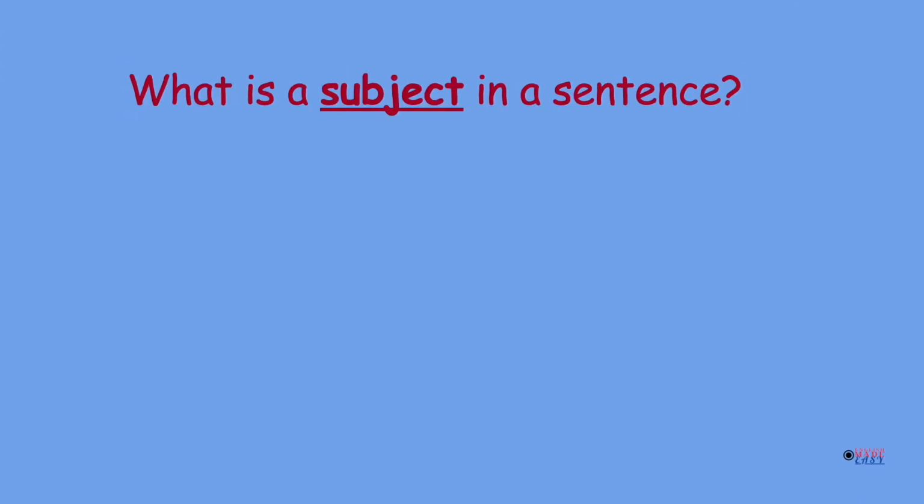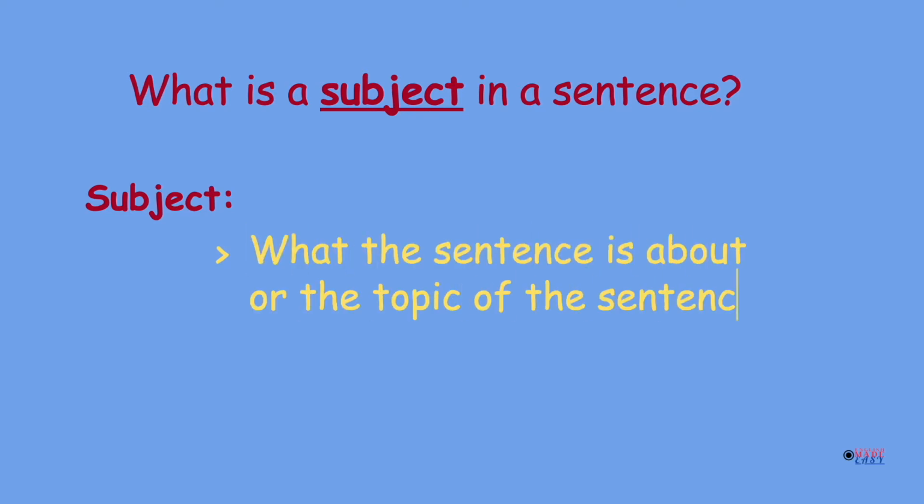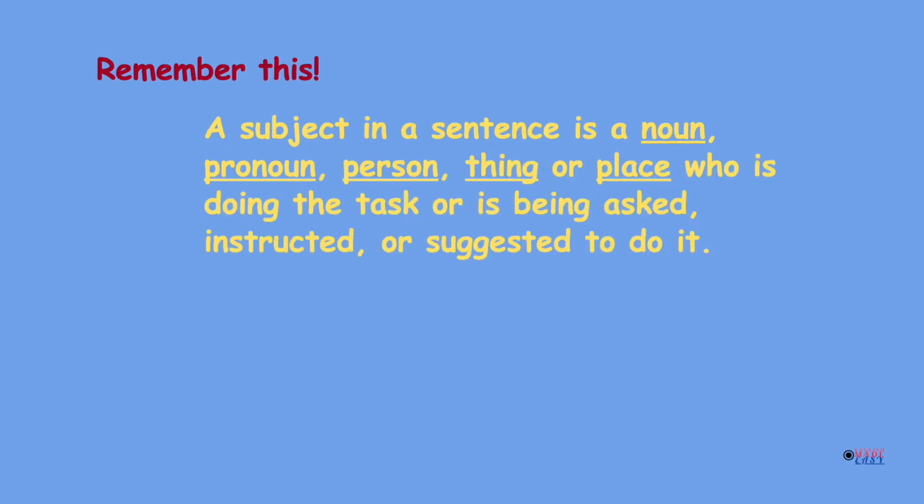Now it's time to take a look at the subject of the sentence. Let's define subject. Subject is what the sentence is about or the topic of the sentence. Remember this: a subject in a sentence is a noun, pronoun, person, thing, or place who is doing the task or is being asked, instructed, or suggested to do it. In other words, a subject in a sentence performs the verb. It is therefore very easy to identify the subject in a sentence if you have identified the verb.